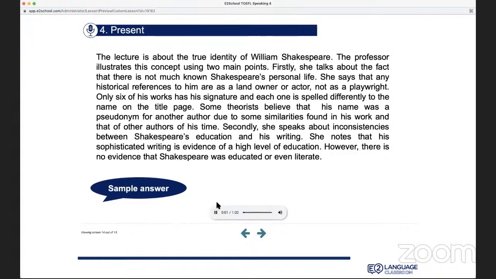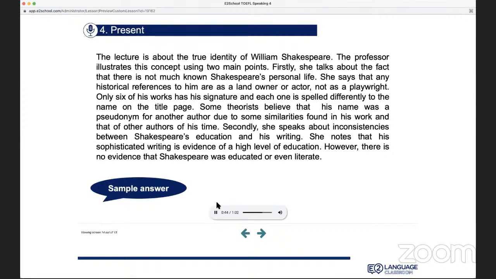The lecture is about the true identity of William Shakespeare. The professor illustrates his concept using 2 main points. Firstly, she talks about the fact that there is not much known about Shakespeare's personal life. She says that any historical references to him are as a landowner or actor, not as a playwright. Only 6 of his works have his signature, and each one is spelled differently to the name on the title page. Some theorists believe that his name was a pseudonym for another author due to some similarities found in his work and that of other authors of his time.